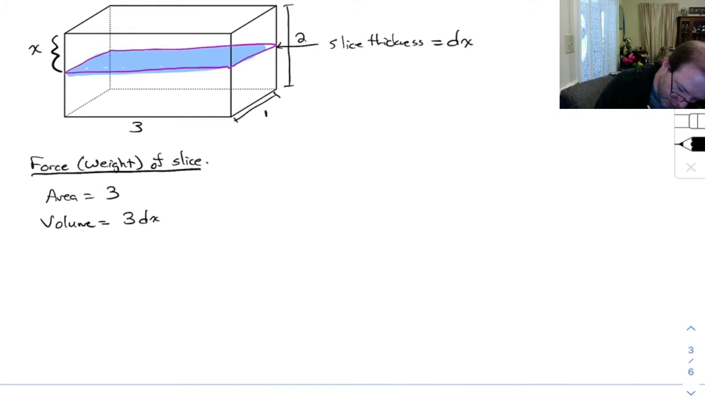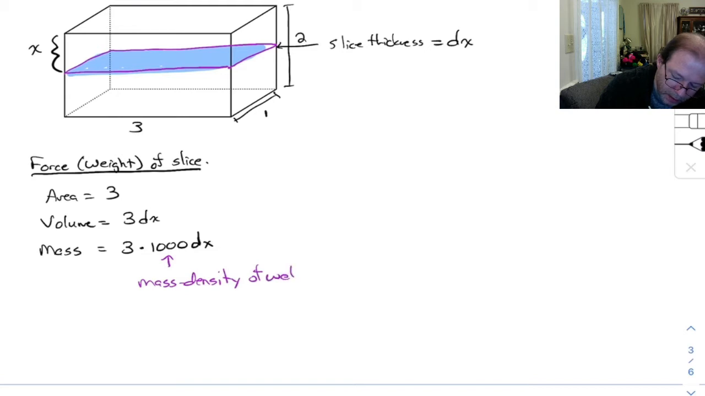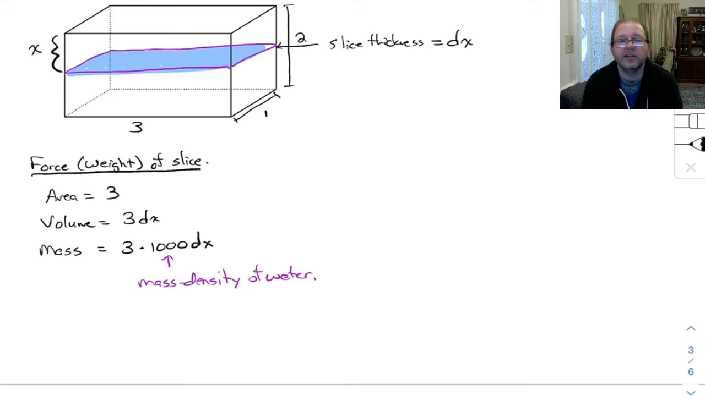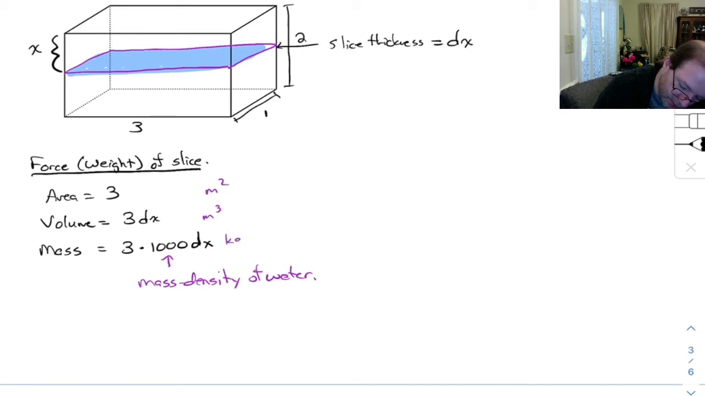So to get from volume to weight, first let's get the mass of the slice. To get the mass, you do 3 times 1,000 dx. Now this 1,000 here is the mass density of water. One cubic meter of water has a mass of 1,000 kilograms. So that converts it. This is in square meters. This is in cubic meters. This now is in kilograms.